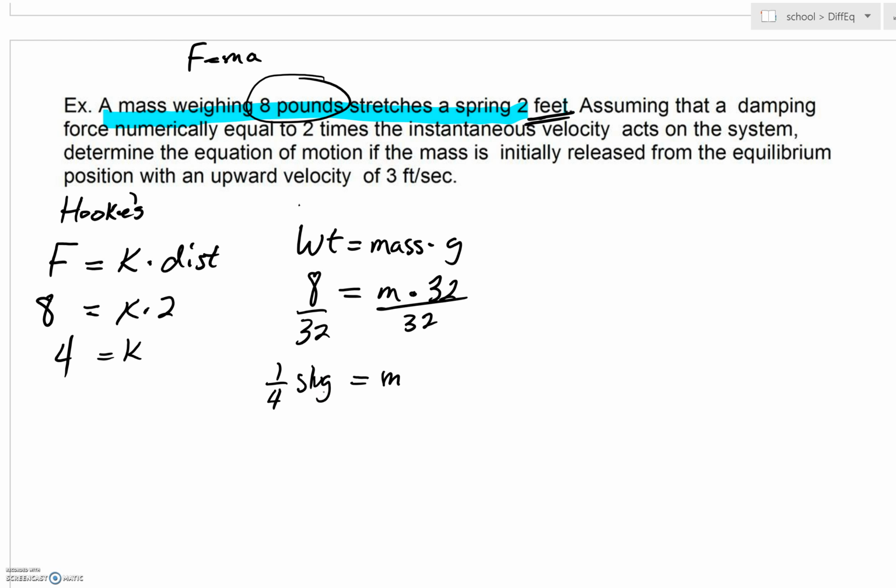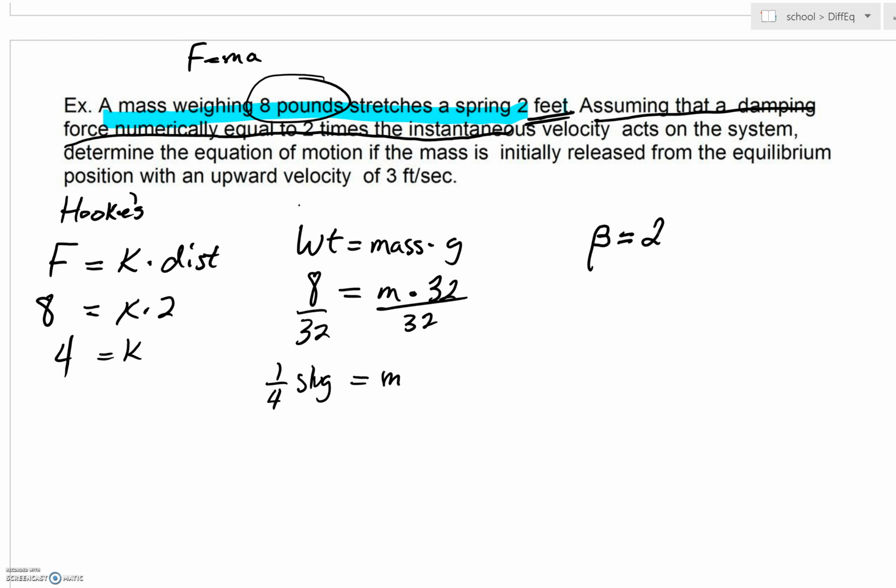Okay, so we've got our m and we've got our k. As we read through this a little bit more, it says, assuming a damping force numerically equal to 2 times the instantaneous velocity. What that's going to tell you immediately is the constant involved with the damping force is 2. It's actually telling you that beta is equal to 2.